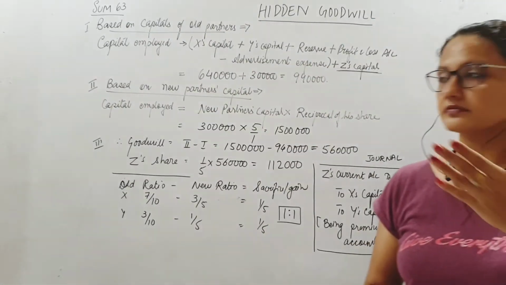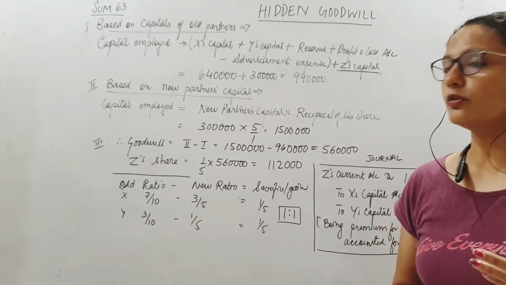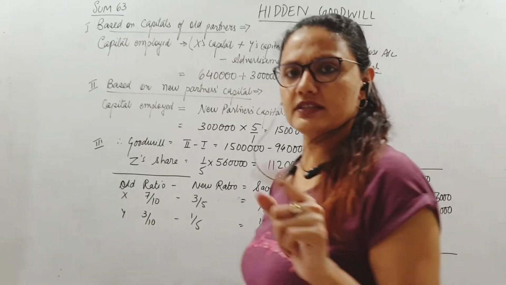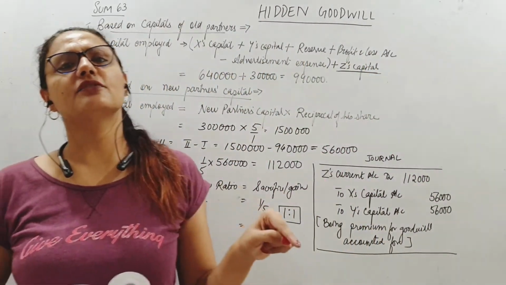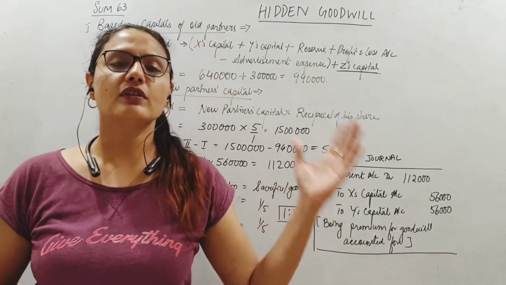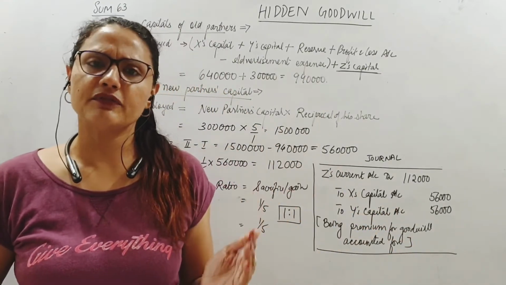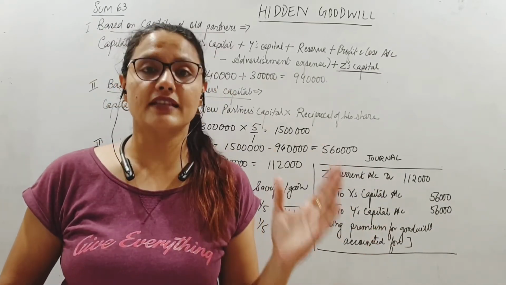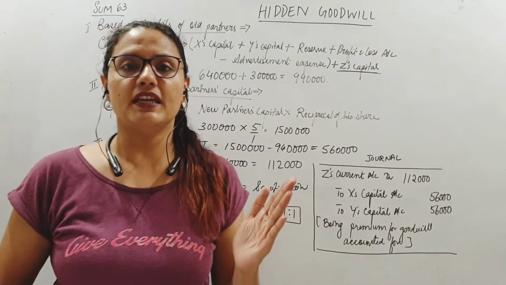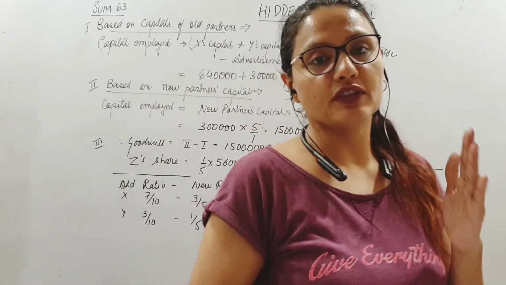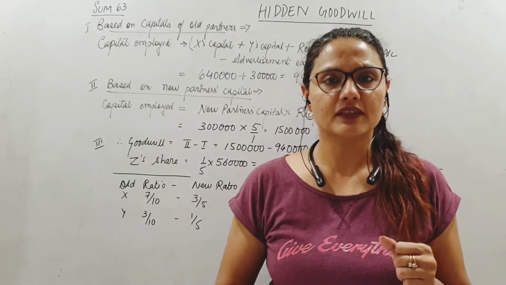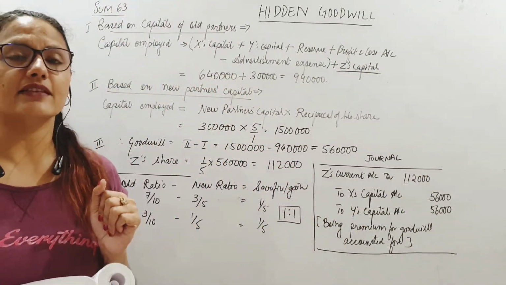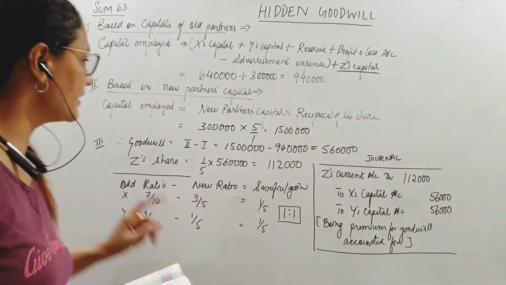Alright. Now, second one, based on new partner's capital. If Z is being brought in for 1/5 share, what is the share of Z? 1/5. And he is bringing in 3 lakhs, meaning of the total capital of the firm, 1/5 should be 3 lakhs, right? Of the total capital of the firm after Z's admission, 1/5 Z should be getting as his capital, correct? So, how much is that total capital based on Z's share and Z's capital?